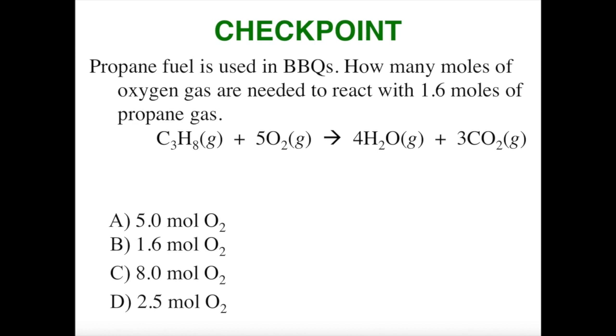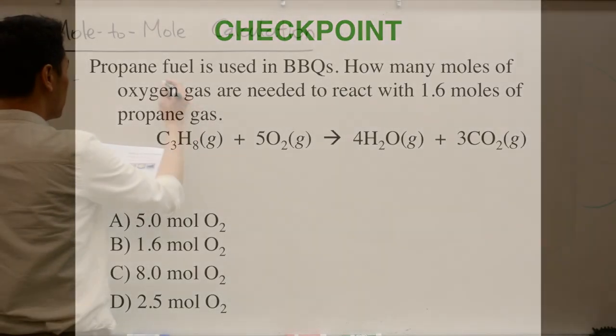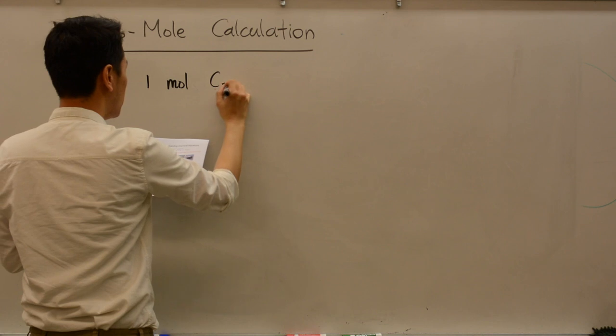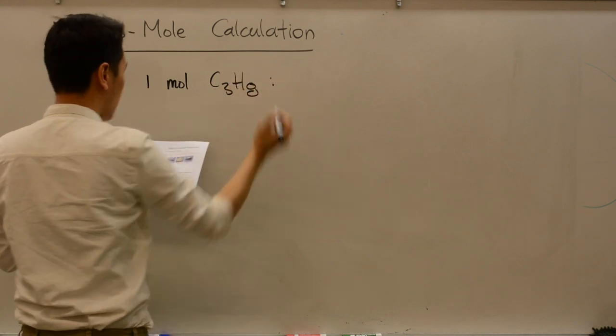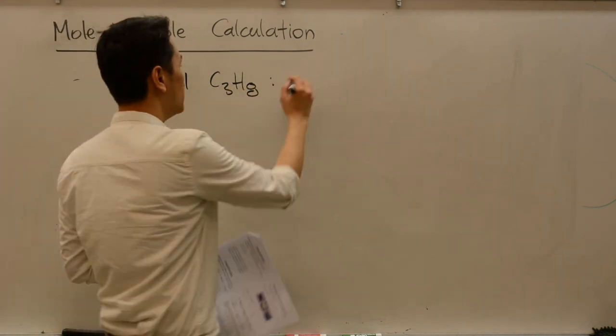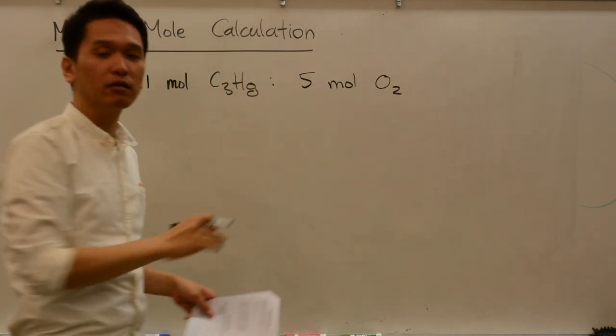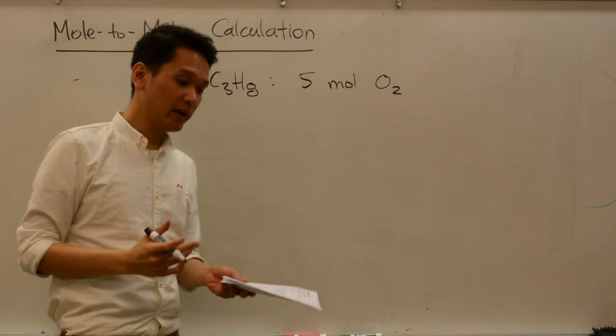Propane fuel, C3H8, is used in barbecues. How many moles of oxygen gas are needed to react with 1.6 moles of propane gas, given the equation below? We know that for every 1 mole of C3H8, how many moles of oxygen do you need? You need 5 moles of oxygen, right? So that's our equality. That's going to be our conversion factor.